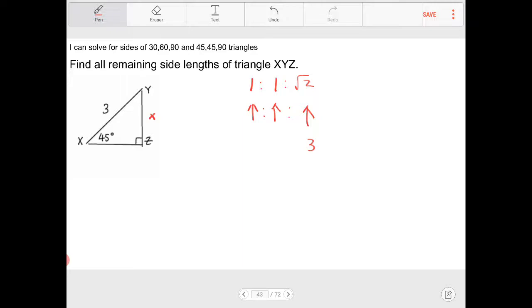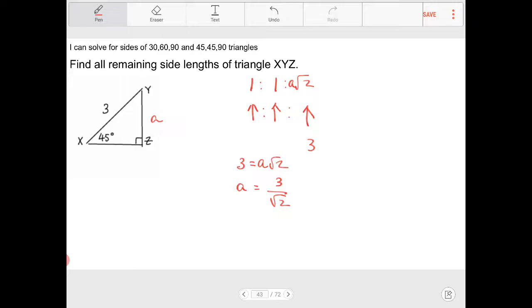But what I do know is that 3 is to the ratio a that I'm going to multiply by radical 2. I'm sorry, this I should call a. So immediately I know that a is going to equal 3 over radical 2.